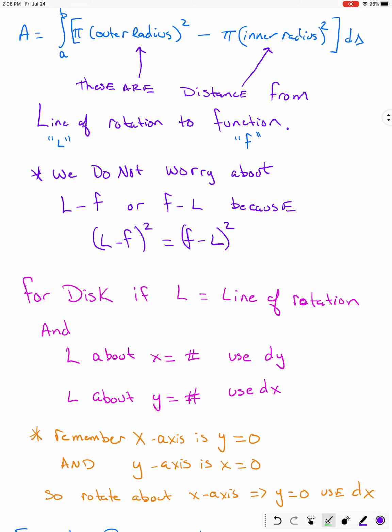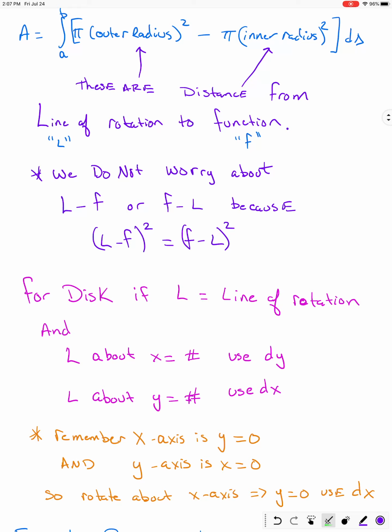Just think about it. The distance from your house to the nearest mailbox is the same whether you're going from your house to the mailbox or whether you're going from the mailbox to your house. The distance is exactly the same. Those things are equal. So how we write them doesn't matter. If we're squaring it, we're taking the absolute value effectively when we square it. Okay, so f minus L or L minus f doesn't matter.